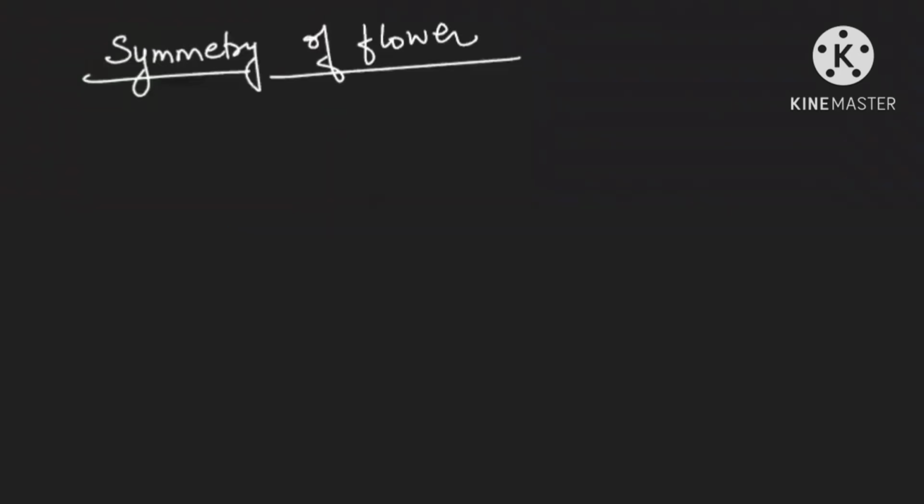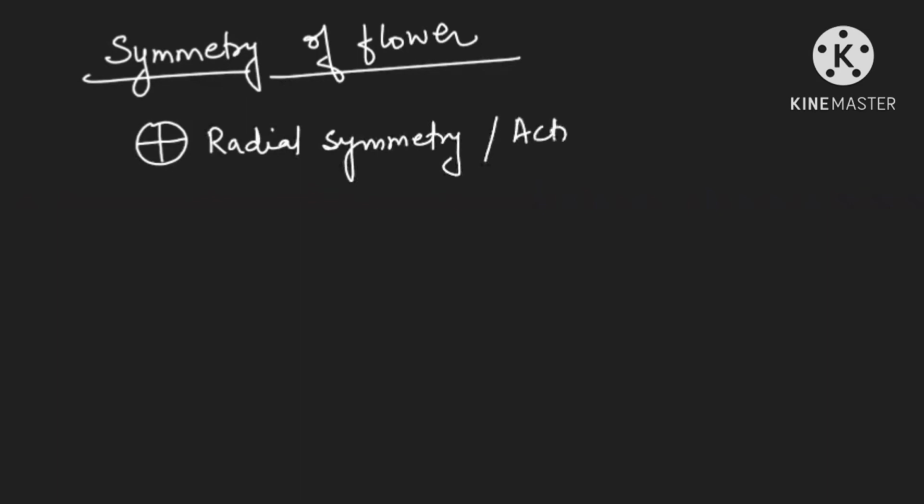Symmetry of flowers. A flower can be divided into two equal halves in any plane passing through the center. If the plane just has to pass through the center and it can divide into two equal halves in any plane, then we will say it is radial symmetry. Radial symmetry, in the case of plants, we call actinomorphic. Examples of actinomorphic flowers are mustard, datura, and chili.